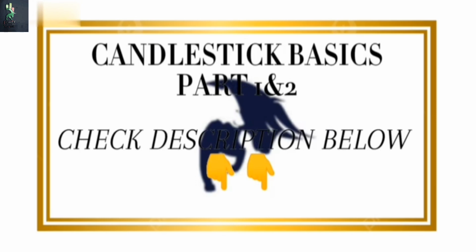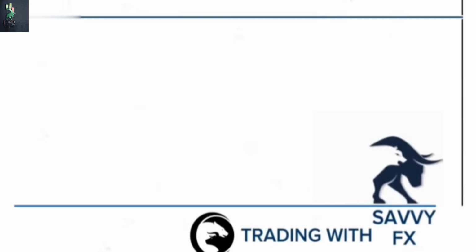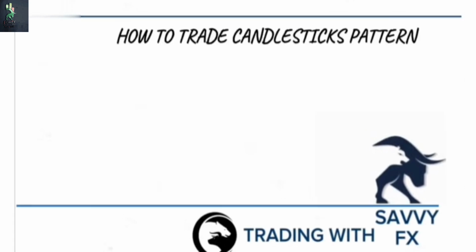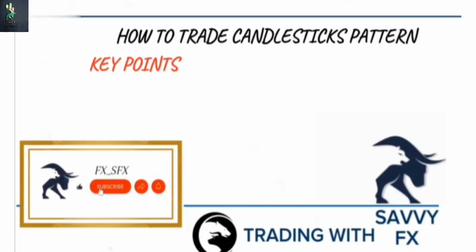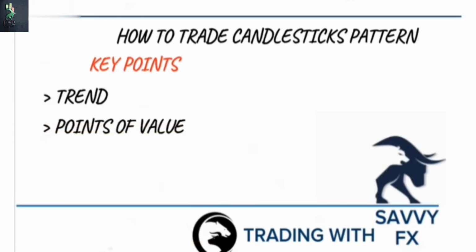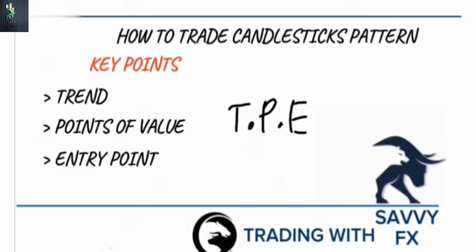Alright, let's not waste any time. Let's get started. We're going to break this down step by step. How to trade candlestick patterns. There are some key points to know before identifying how to trade candlestick patterns. Number 1, the trend. Number 2, the point of value. Number 3, the entry point. So if you want to trade candlestick patterns, you should remember these 3 things: TPE, trend, point of value, and entry point. Before we dive into this methodology, we need to understand each of these concepts.